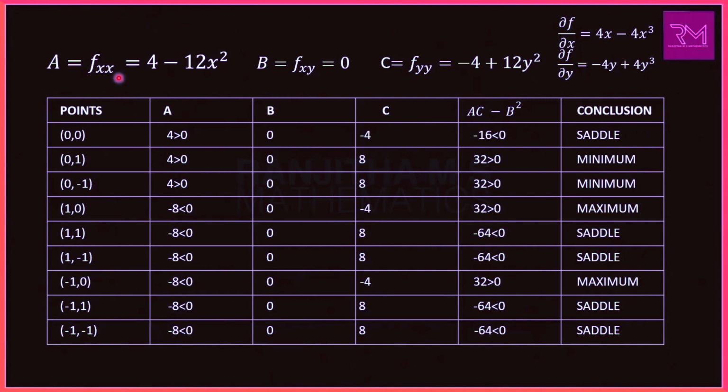Before that, we have to find a, b, c values. Here, a is del square f by del x square, b is del square f by del x del y, c value is del square f by del y square. After finding a, b, c values, we have to find AC minus B square value. Then we have to find for the points whether it has a saddle point, maximum point or minimum point. This completes the problem.